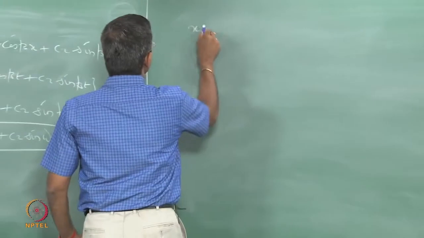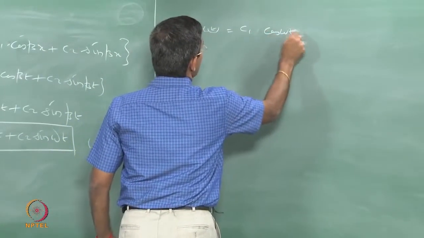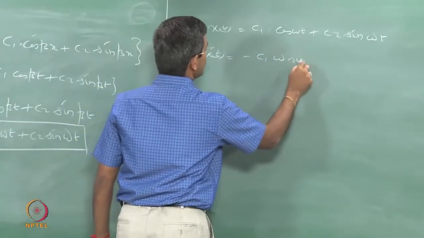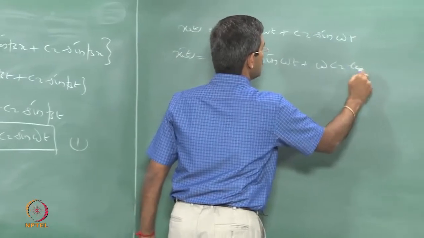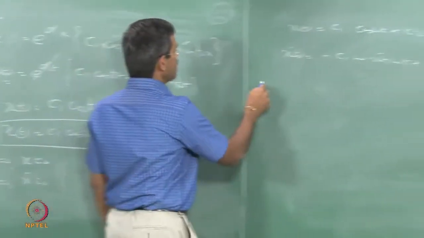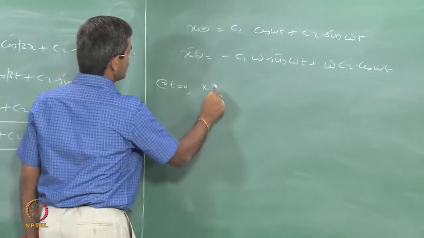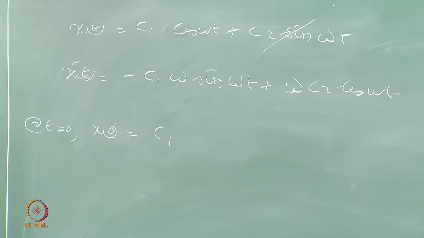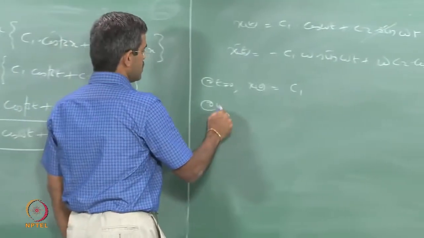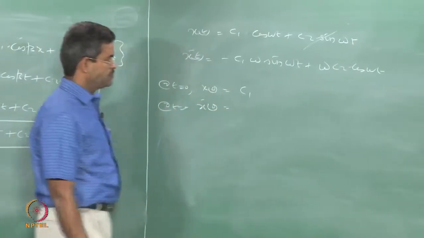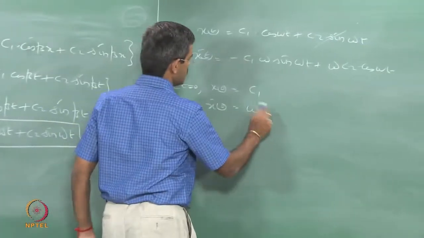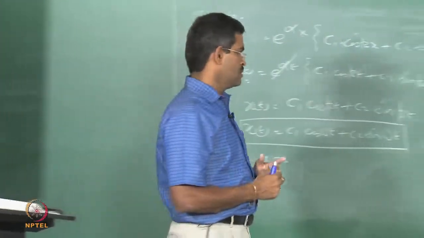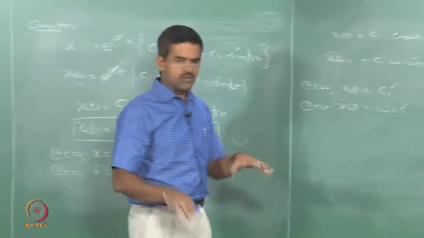So, the conditions are x of t is C1 cos omega t plus C2 sin omega t, and x dot is minus C1 omega sin omega t plus omega C2 cos omega t. Let us say at t equal to 0, x of 0, this term goes away, is C1. At t equal to 0, x dot of 0 is omega C2, correct. So, I have now both the constants. Let me substitute in equation 1 and get the full solution.